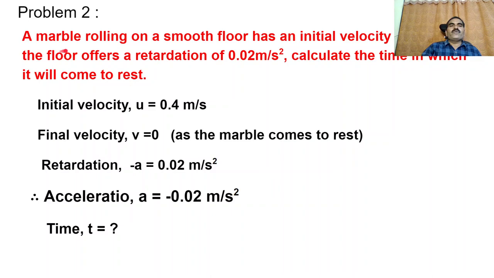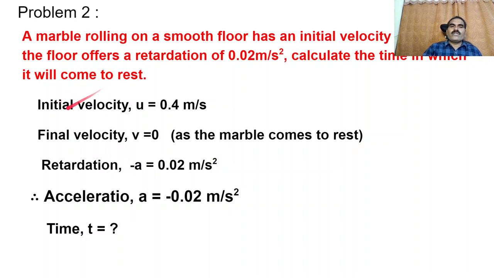Once again, listen and observe this problem. A marble is rolling on a smooth floor and has an initial velocity. Initial velocity means u, and the u value is given as 0.4 meters per second. If the floor offers a retardation, it means the floor has some resistance, so the speed will decrease, the velocity will decrease. That's why we get the retardation, which means negative acceleration, given as 0.02 meters per second square. Now, calculate the time in which it comes to rest. Coming to rest means the final velocity becomes zero. So here we have to calculate the time.